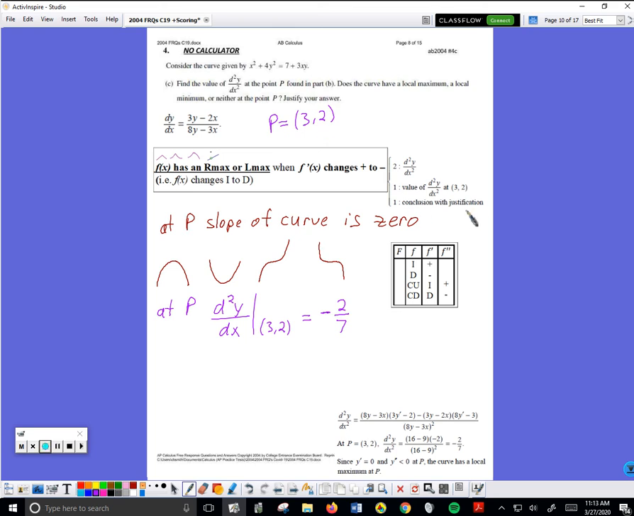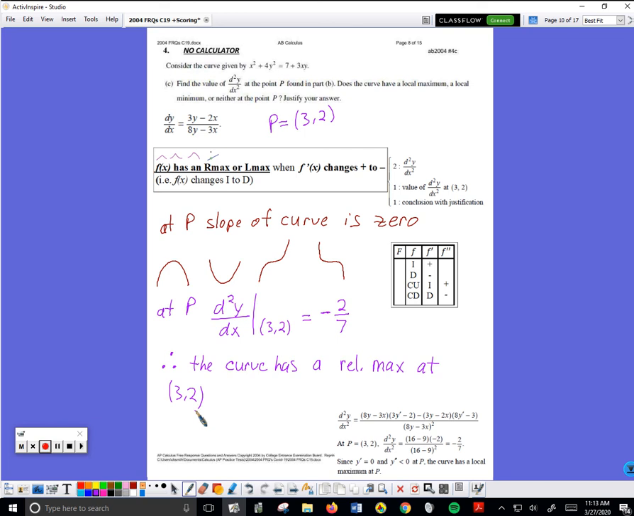So at that point, the slope of the curve is 0. At point P, the second derivative is negative. So when the second derivative is negative, the curve must be concave down, so it has to be this one. So then I can write, therefore, the curve, there's no name for this curve, the curve has a relative max, you can abbreviate, at 3, 2.